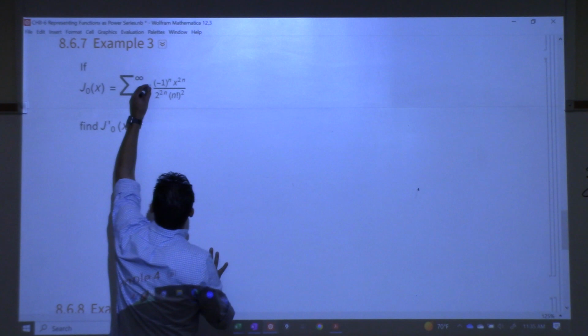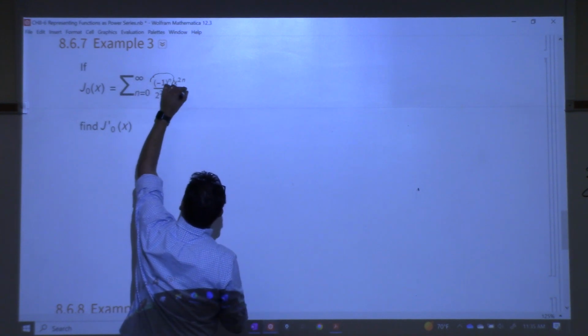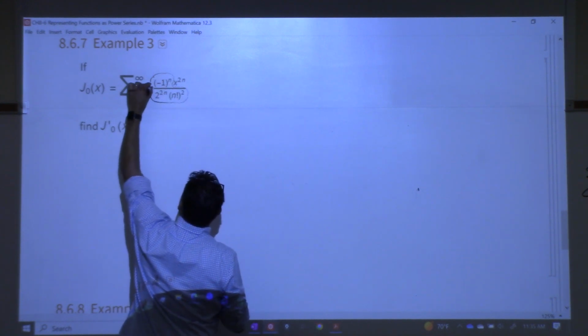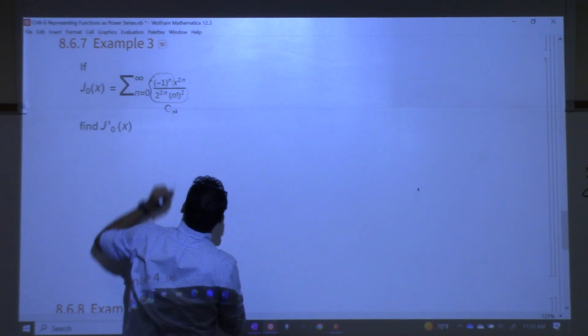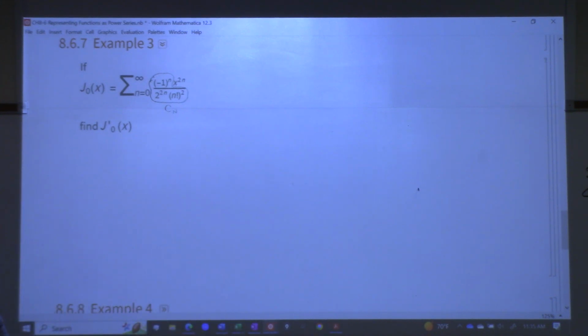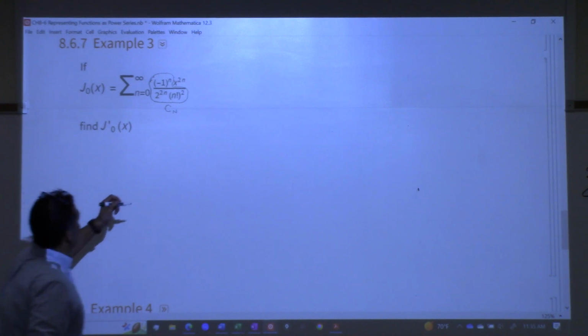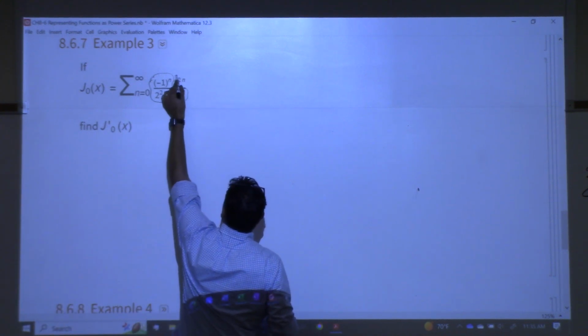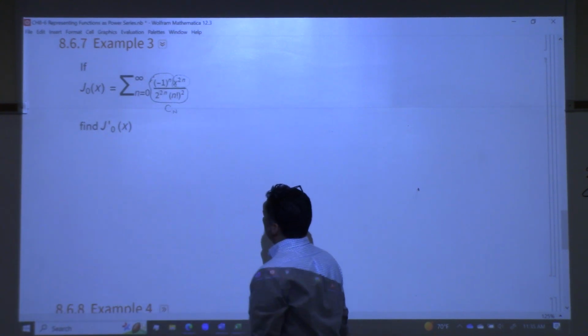This stuff right here, all of that, bless you, is your C sub n. That's the thing that keeps on changing, the number that keeps changing in front. It's the x to the 2n. That's the part that actually changes, that's the power. That's the part that has the x in it, right? So this part right here is like our x minus a to the n.